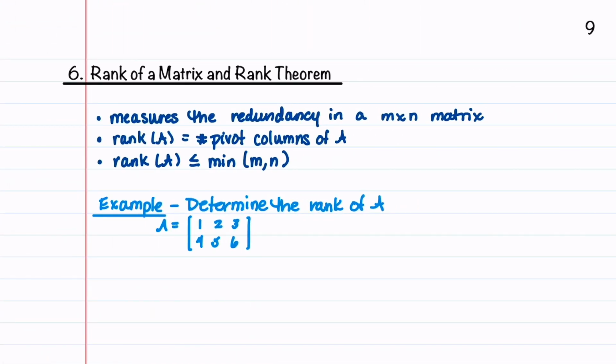The last topic that we'll go over in this review is on the rank of a matrix and the rank theorem. The rank of a matrix is really important because it measures the redundancy in a matrix. The rank of a matrix is equal to the number of pivot columns of A. That number is always less than or equal to the minimum of the number of rows or the number of columns.